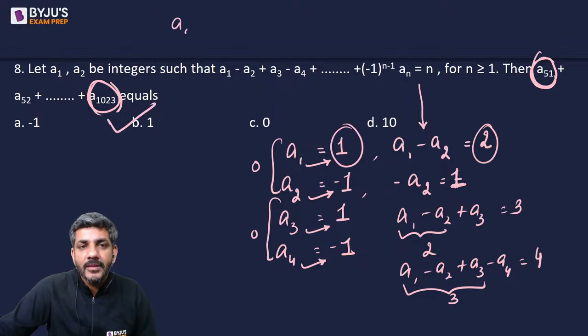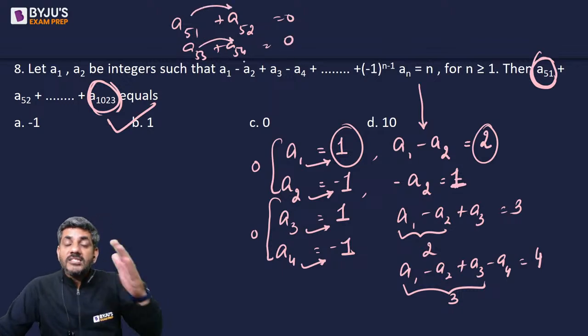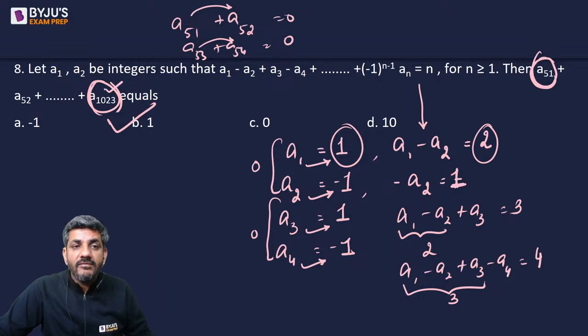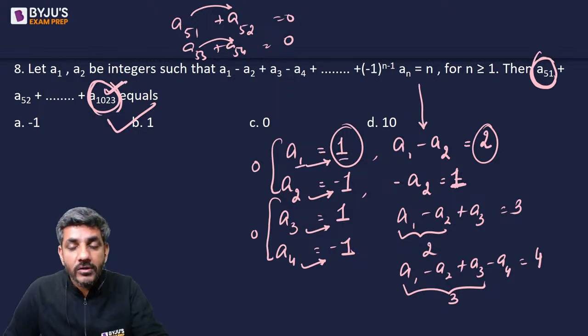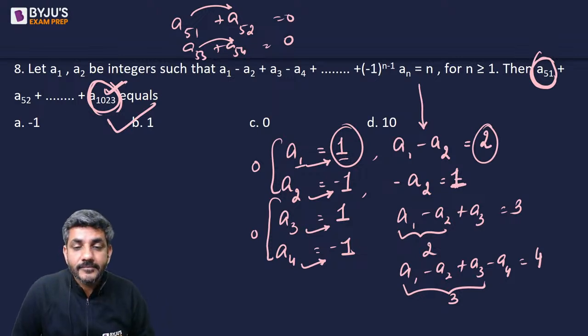I mean to say A51 and A52 they will add up to 0. A53 and A54 they will add up to 0. So every odd with next even will keep on adding to 0. So last में A1021 and A1022 will also add up to 0. तो एक अकेला A1023 ही तो बचेगा. And for every odd number, the value is 1. So by that logic, we get the answer as option B, which is equal to 1.